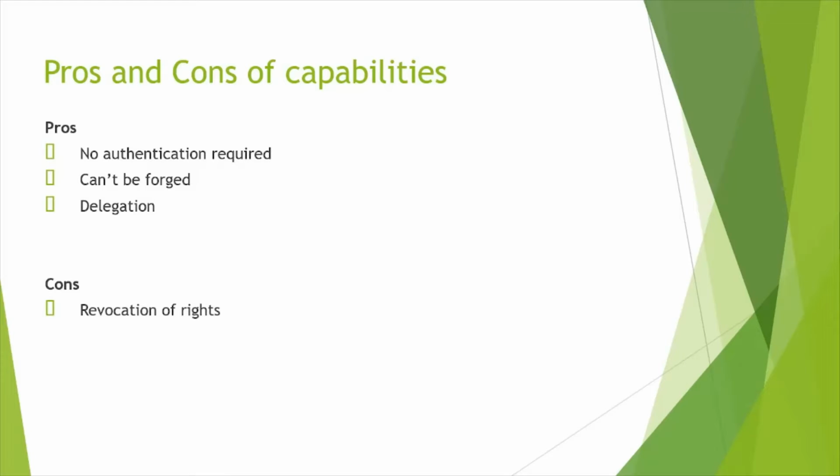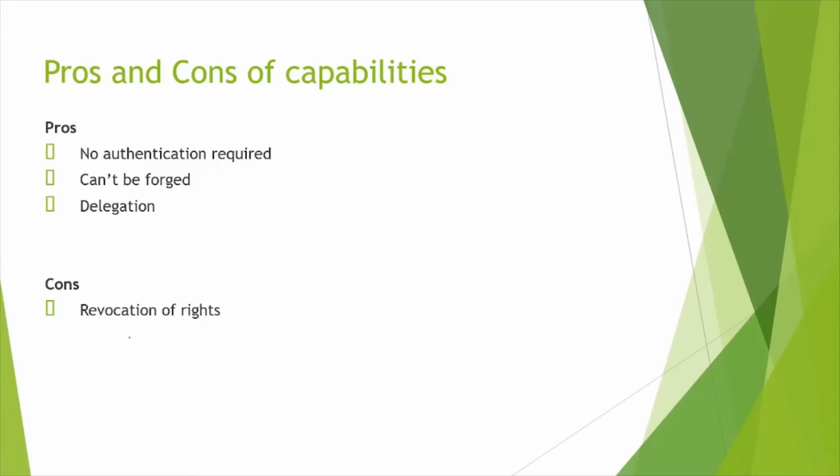So quickly, some pros and cons of capabilities. Firstly, the pro would be no authentication protocol required. And really the only authentication in capabilities is initially just to get the capability. And of course, as we mentioned, capabilities cannot be forged. And finally, another pro would be delegation. So users can extend or delegate their privileges as they wish, whether it be the same or lesser.